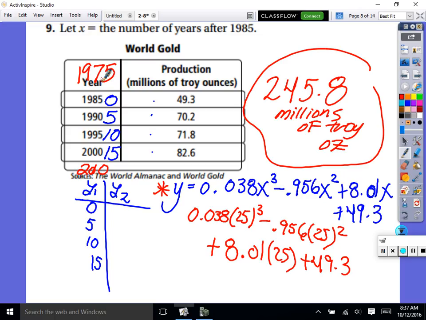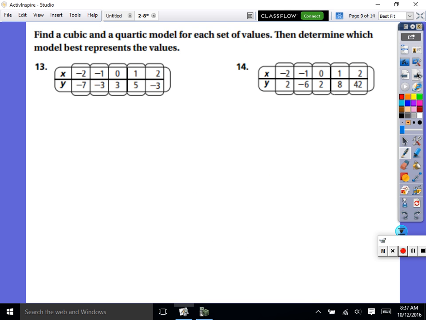So that's going back in time. So how many years after 1985 is 1975? Isn't that negative 10? So we'd plug in negative 10. That would be totally fine. Does everybody see how that would work? Okay, awesome.